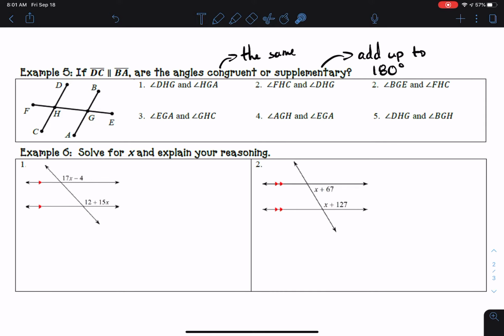Number 1, DHG. So if I look at that, that's a small one. See how that's small? Smaller than 90. And then we have HGA. That's also a small angle. So small and small, that means that they are the same. Or I guess in this case we got to say congruent. Okay, number 2.